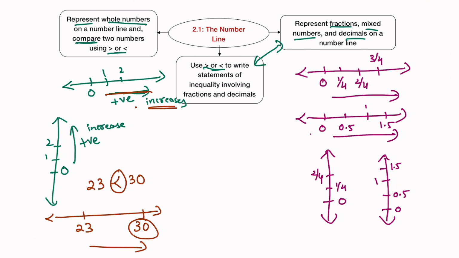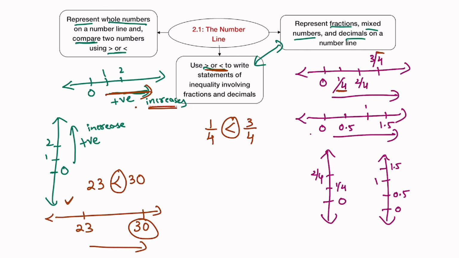Now, the third part here says about comparing them. So as we did here, it's the same process. Now, if we have to compare 1/4 and 3/4, we write 1/4 and we write 3/4. Now, which one is very close to 0? 1/4, and 3/4 is further away, right? And as we said, we go that way, it increases. So 1/4 is less than 3/4. That's it.